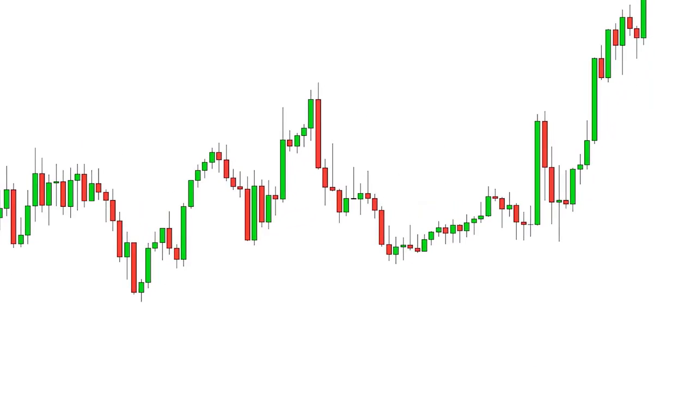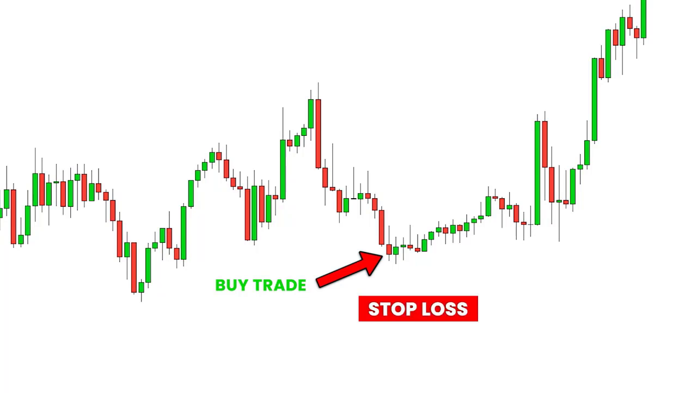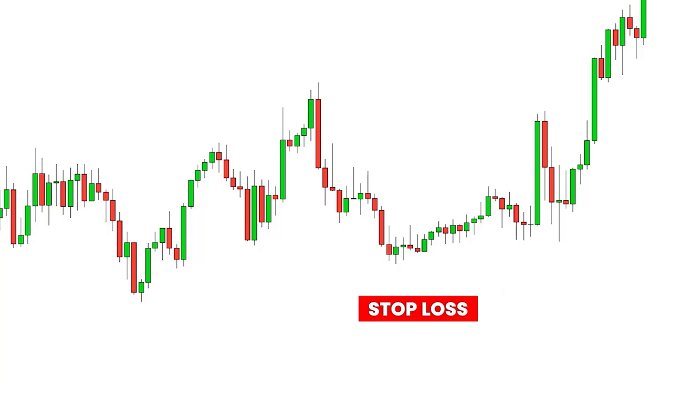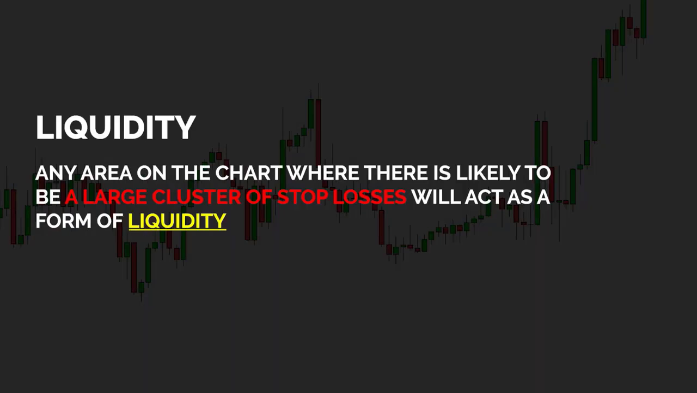Say for example, I opened a $100 buy trade at this point in time and put my stop loss below price. What would happen when price reaches that stop loss? An order to sell $100 at market will be immediately opened, which is how the stop loss is used to close our $100 buy trade. So any area on the chart where there is likely to be a large cluster of stop losses will act as a form of liquidity.